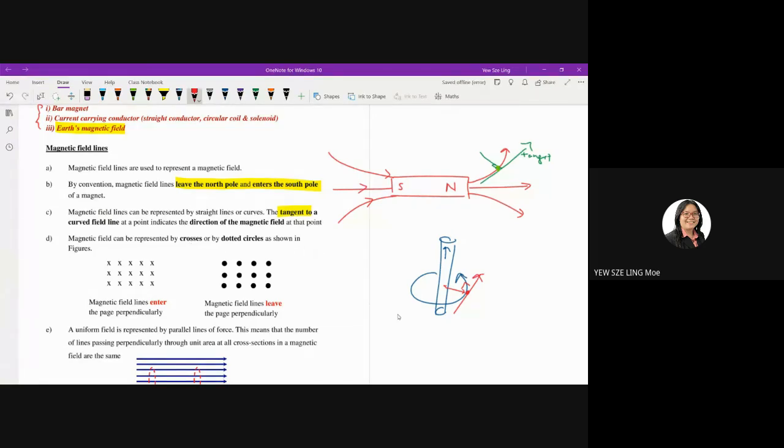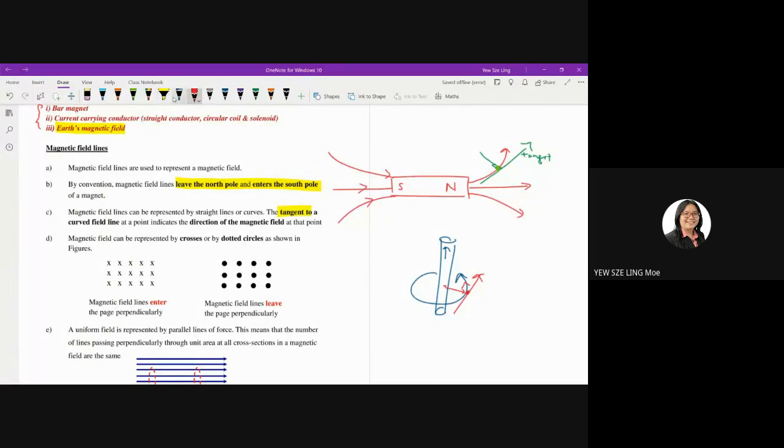Magnetic field can be represented by crosses or dots as shown in the figure. If it is not pointing to the right or left, going up or down in a 2D surface, but is going into or out of the page, then we use a cross or a dot to represent the direction.